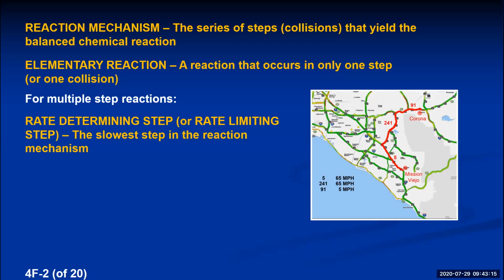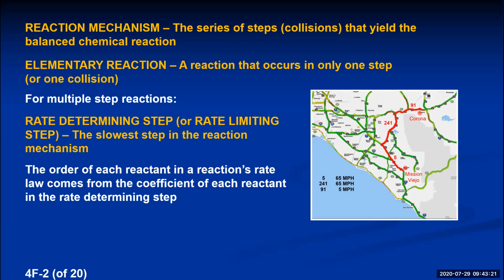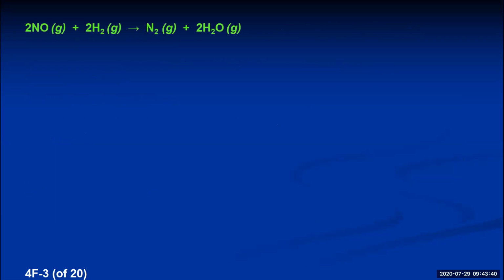So in chemical reactions, same concept, we're going to focus in on the slowest step. So it turns out that if you want to predict what the rate law for a chemical reaction is, if you know its mechanism, you go to the slowest step. And the order of each reactant in a reaction's rate law will come from the coefficients of the reactants in the rate determining step. So if we have a reaction like this and we want to determine the rate law, the rate law is going to be rate equals k multiplied by the concentration of NO to some unknown power x, multiplied by the concentration of H2 raised to some unknown power, we'll call that y.